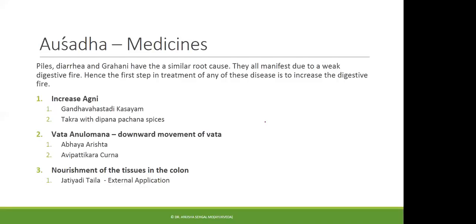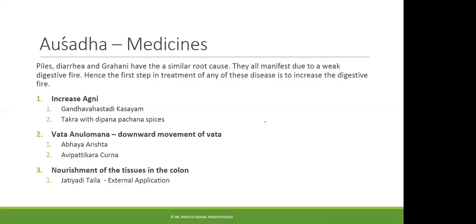Okay. After increasing the Agni, you also want to either simultaneously look at Vata Anulomana, or after you have increased Agni, then try to induce Vata Anulomana. What Vata Anulomana means is that you're trying to coax the Vata to move downward in its normal direction. Anulomana means in the downward direction, or in the direction of the loma, which is the hair on your body, the direction in which the hair grows, which is usually downward. So you want Vata to move in that direction.